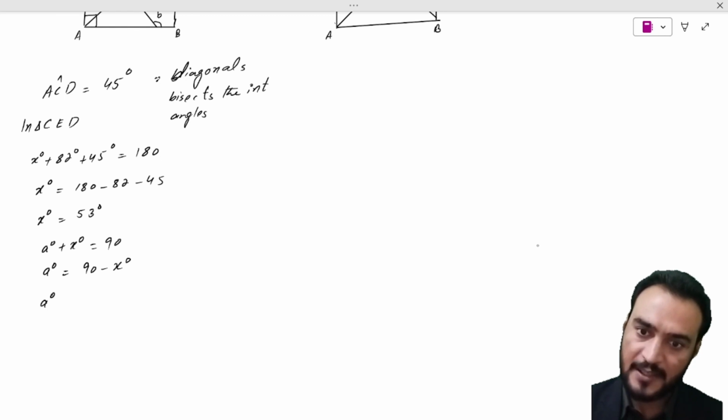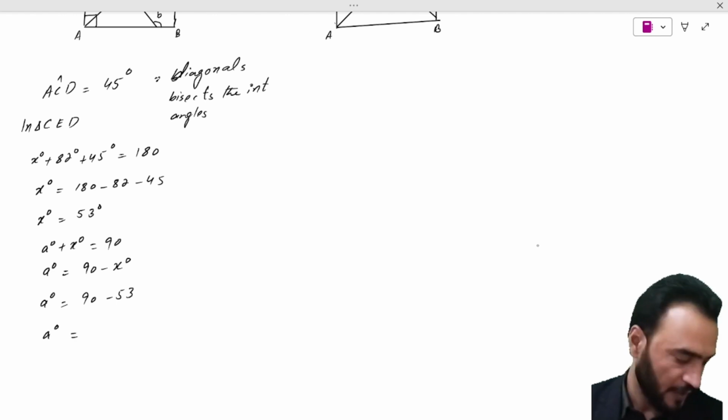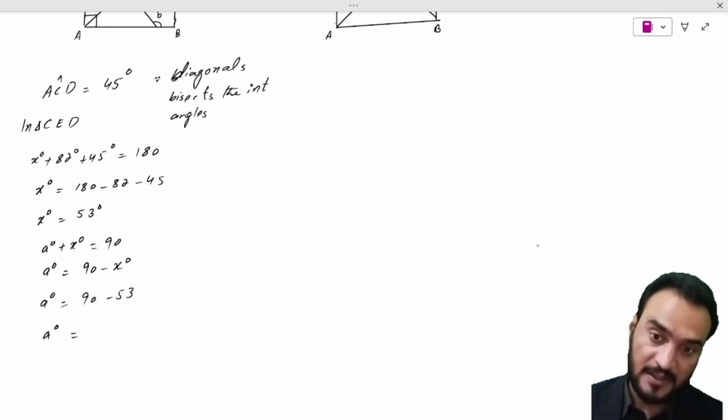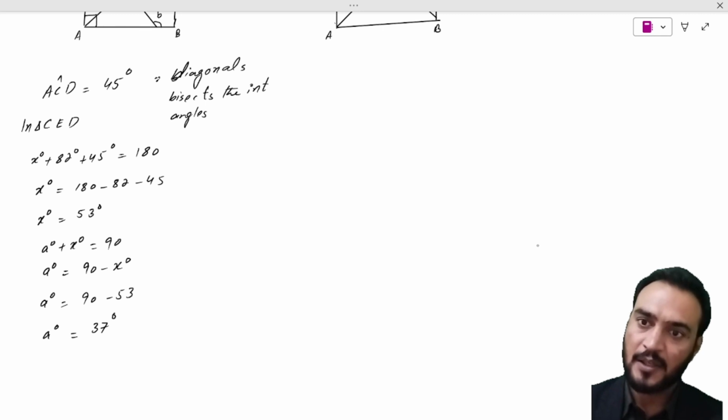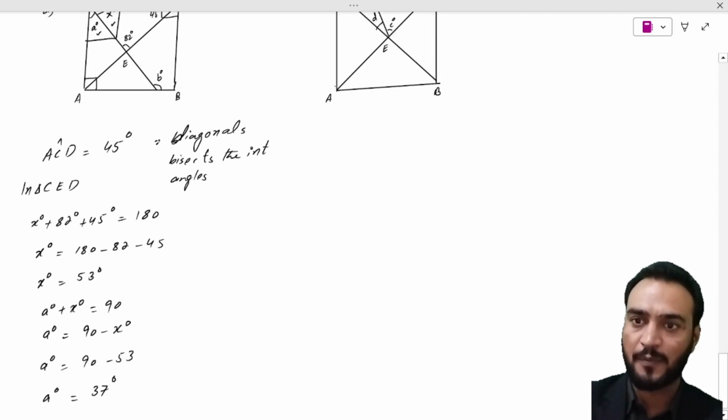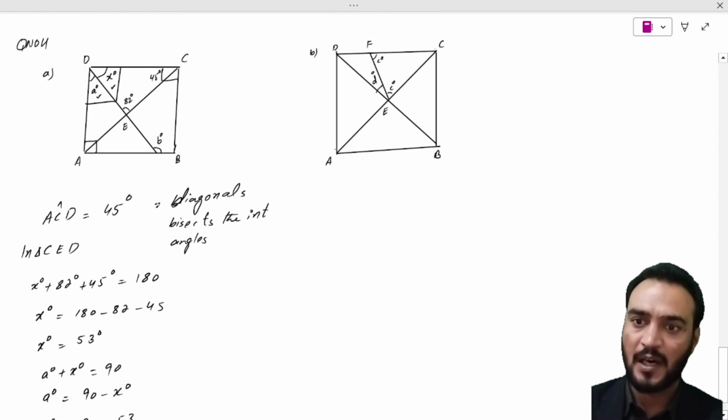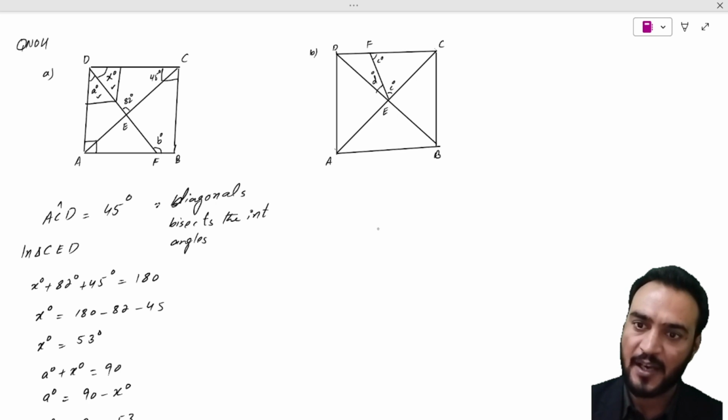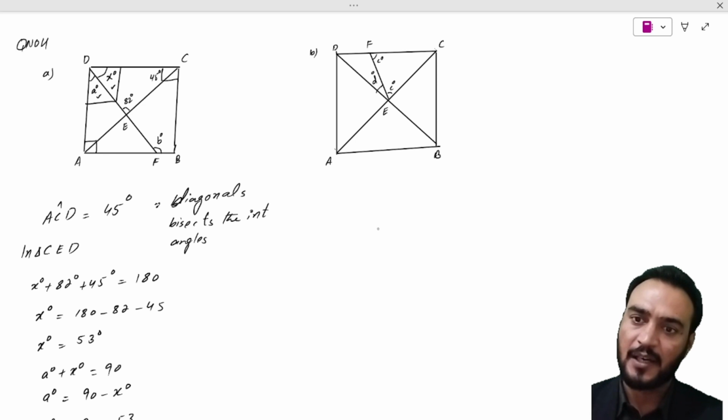Now a degrees is equal to 90 minus 53. Subtracting 53 from 90, we get the value of a degrees, which is equal to 37 degrees. Now we need to find the value of b degrees. For that, we will use the triangle DAF. Let this point be F, where the angle b degrees is located.